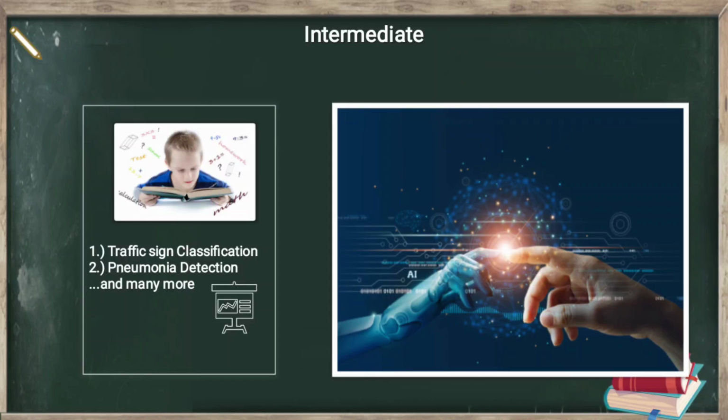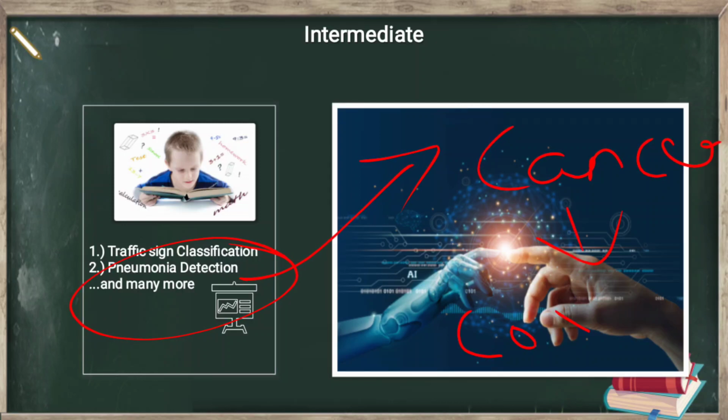And the second one is pneumonia detection. What is it? You need to take an X-ray image as input and predict whether a person suffers from pneumonia or not. Similar to that, you can build a system like cancer detection, and nowadays COVID detection. And many more projects, you can choose, you can explore it, guys.